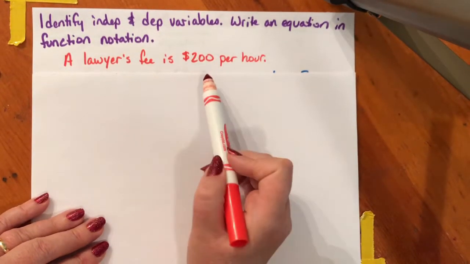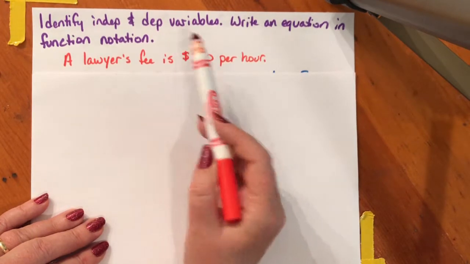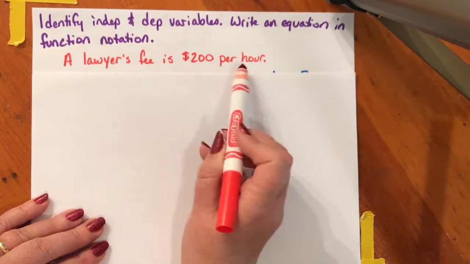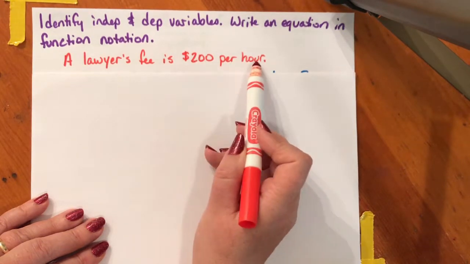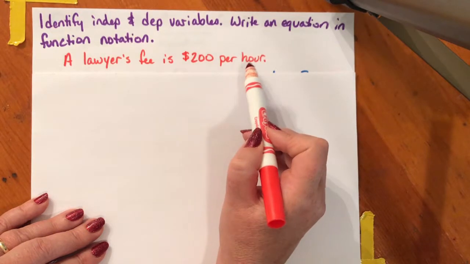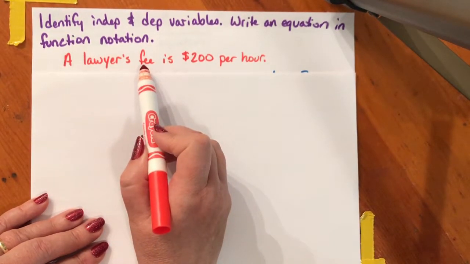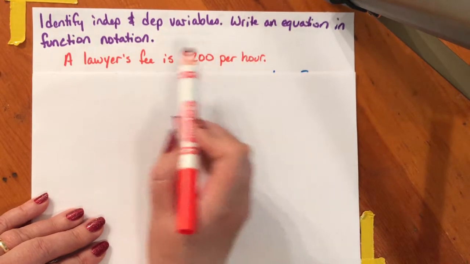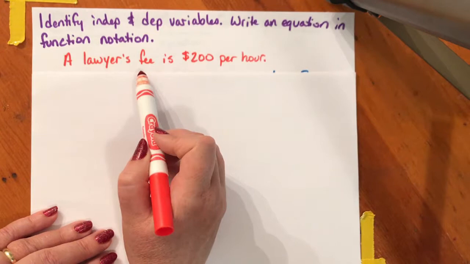A lawyer's fee is $200 per hour. The independent and the dependent variables are at question here. Now, $200 doesn't change, so this is going to be your constant. Per hour, you determine how many hours that you work. That's your independent variable. And then the question is, what's the fee? Based on this, what's the total going to be? The fee is going to be the dependent variable.